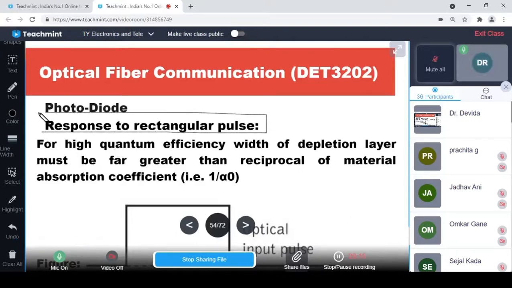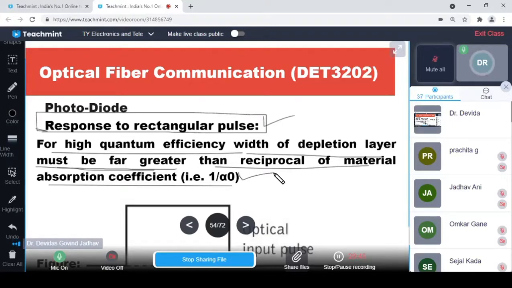Response time of the rectangular pulse. So for high quantum efficiency, the width of the depletion layer must be far greater. If we require high quantum efficiency, the width of the depletion layer must be much longer than the reciprocal of the material absorption coefficient, 1 upon alpha 0.